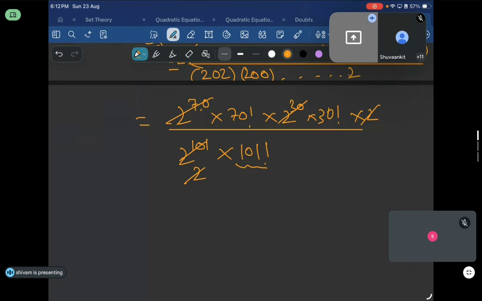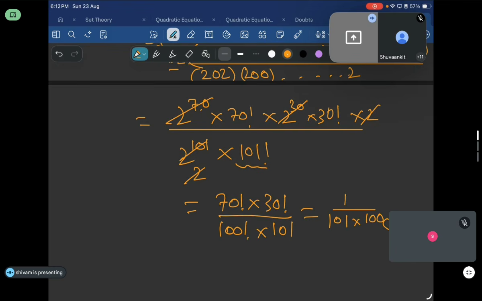Now 101 factorial is there. I want to convert it into 100 C30. That's 100 factorial divided by 30 factorial into 70 factorial. Okay. So can I write 101 factorial as 100 into 101? 70 factorial multiplied by 30 factorial divided by 100 factorial into 101. Tell me, this will give us how much? 1 by 101 into 100 C30.